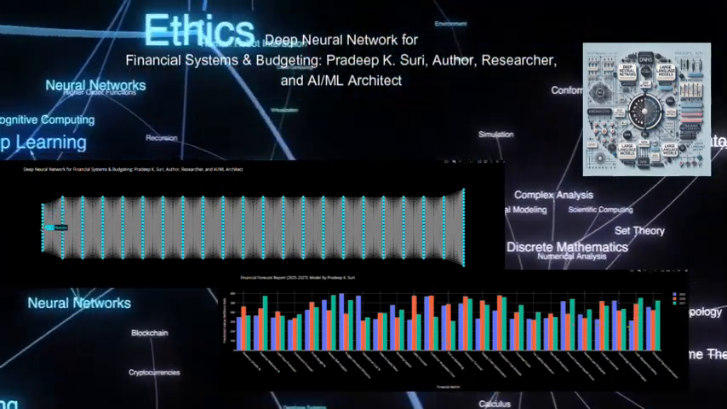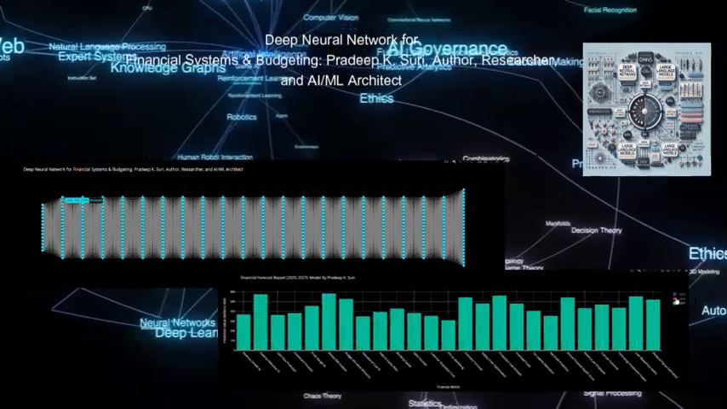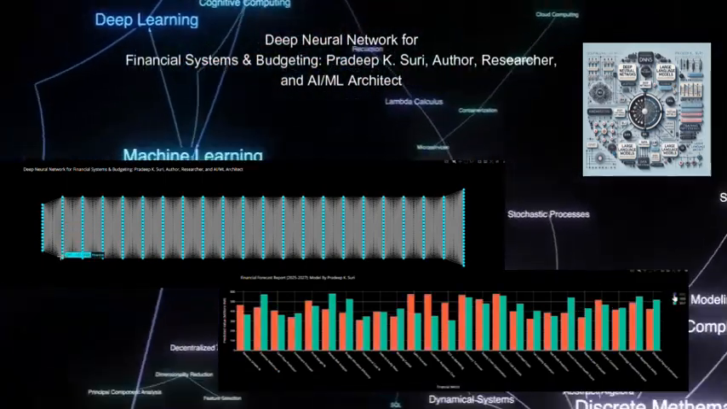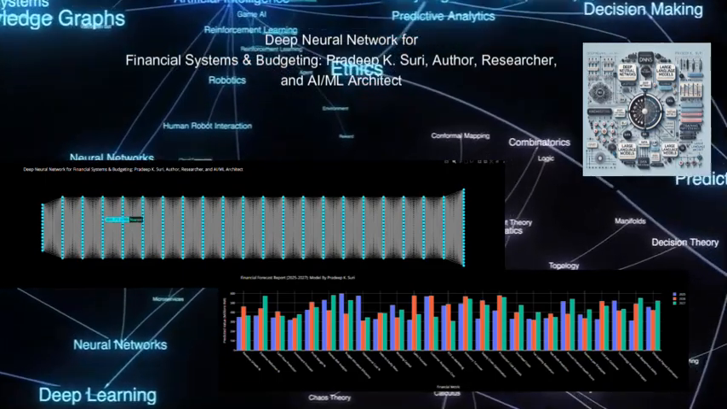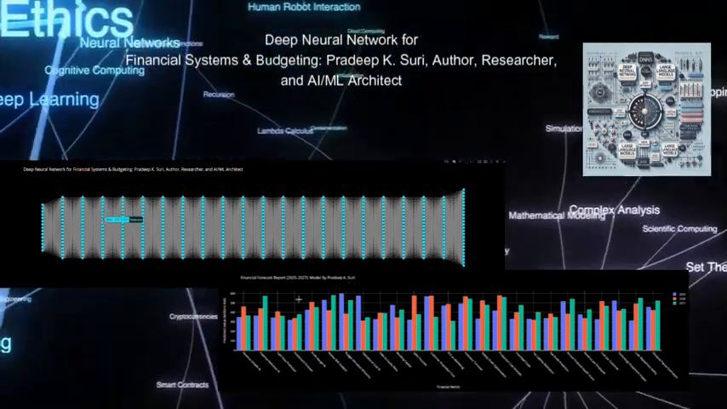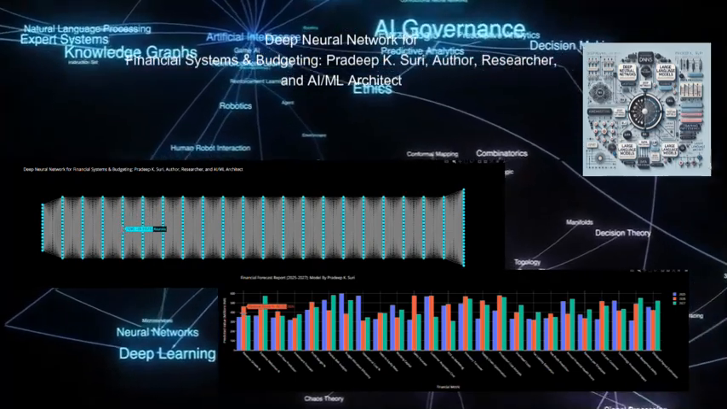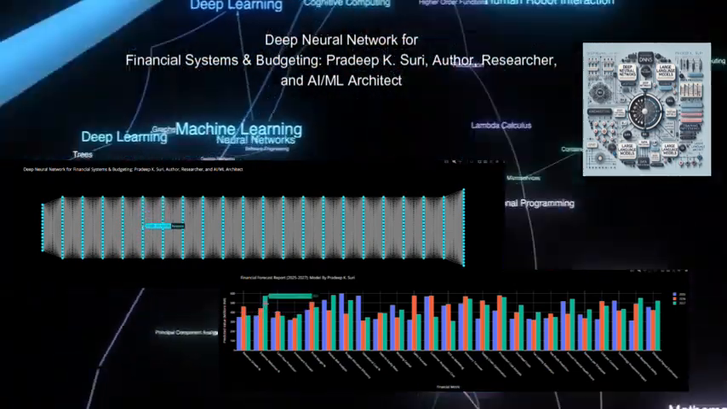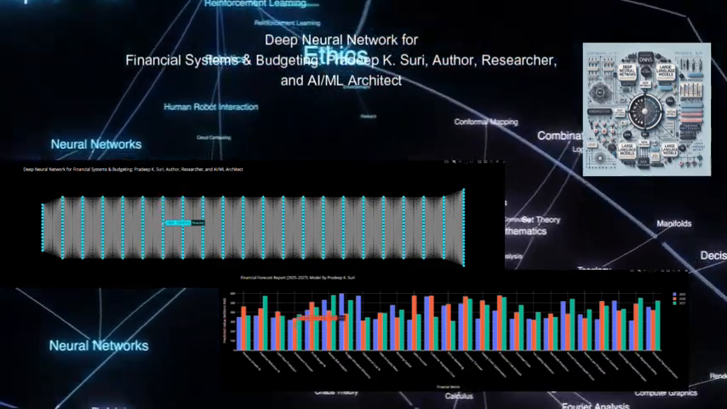Hidden layers. The layers between the input and output layers are the hidden layers. The image shows multiple hidden layers, making it a deep neural network. Hidden layers are where the network learns complex patterns and representations in the data. Output layer. The rightmost layer is the output layer, which produces the network's final result. For a budgeting application, the output could be predicted budget allocations, risk assessments, or financial forecasts.